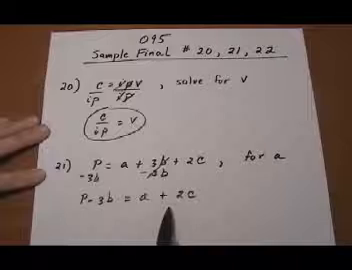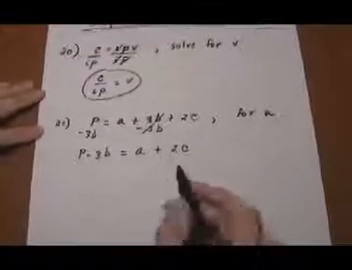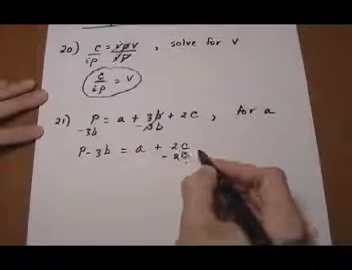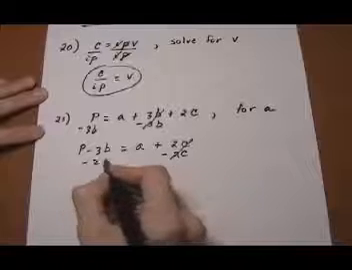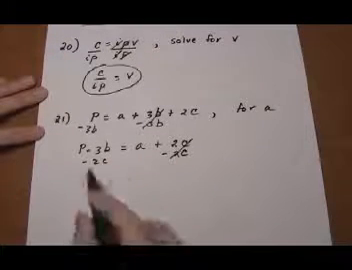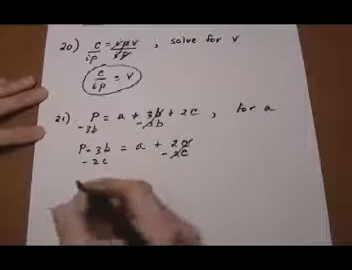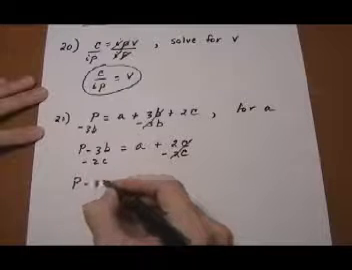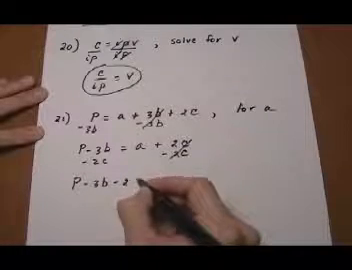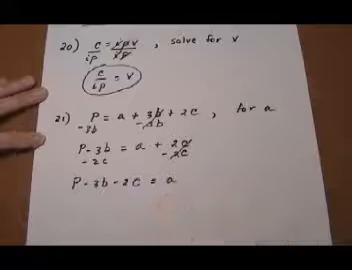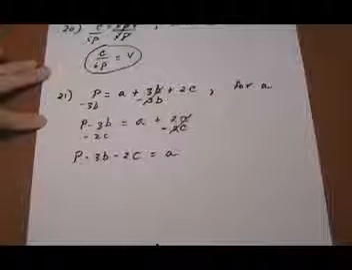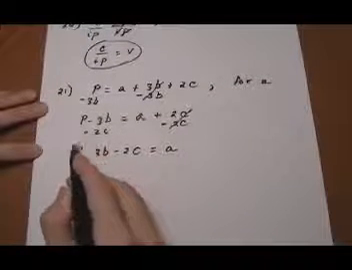2C is being added on the right, so we need to subtract it to get rid of it. Goes to 0. Take away 2C on the left. Again, there's no like terms here, so we just rewrite it. P take away 3B, take away 2C equals A. We have A all by itself on one side. That means we have our solution.